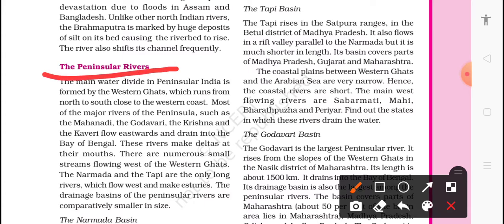The main water divide in peninsular India is formed by the Western Ghats, which run from north to south close to the western coast. Most of the major rivers in the peninsula, such as Mahanadi, Godavari, Krishna and Kaveri, flow eastward and drain into the Bay of Bengal. These rivers make deltas at their mouth. There are numerous small streams flowing west of the Western Ghats. Narmada and Tapi are the only long rivers which flow west and make estuaries. The drainage basins of the Peninsular rivers are comparatively small in size. So let me explain this river system with the help of a map.